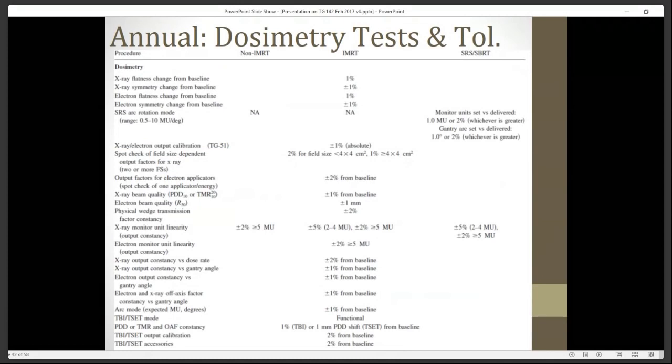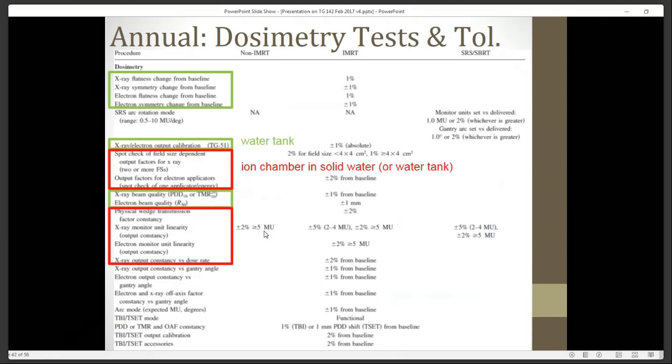All right, dosimetry tests. There's a huge list here, so let's just break it down into what's on it. A lot of this is done with a water tank, or can be done with a water tank. So you have your flatness and symmetry change from baseline, electron flatness and symmetry change from baseline, your output TG51, the absolute dose calibration, that's in the water tank as well. And then your beam quality and electron beam quality, so those are basically acquiring your PDDs. All of this can be done in the water tank.